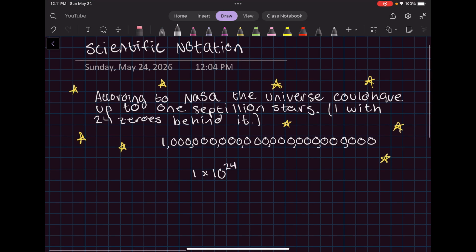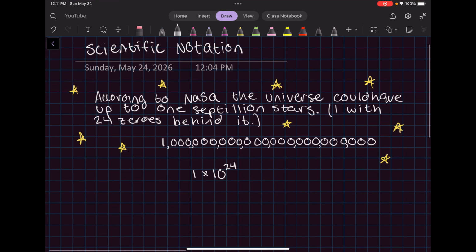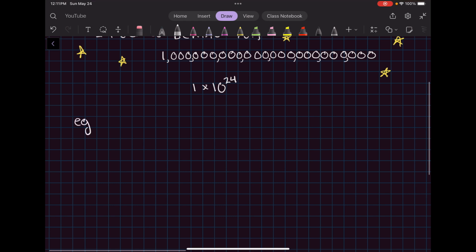Alright, so in order to get deeper into scientific notation, it's recommended that you know about fractions, exponent rules, and decimal places. Let's say I have 1 times 10 to the 6th power. So what I'm going to do is move this decimal spot over 6 spots. So 1, 2, 3, 4, 5, 6.